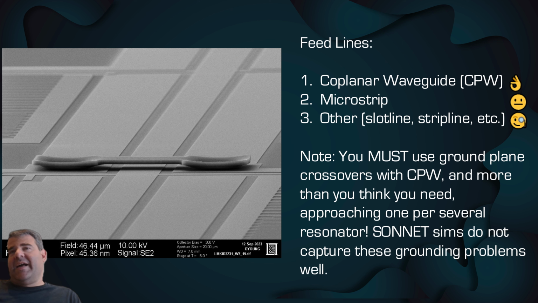Okay, the next thing is feed lines. These are the wires that get the signals into and out of the array. There are a couple of obvious options here. The first is coplanar waveguides. This is what most people use. You can think of it as a coaxial cable cut in half to some extent. It's the flat version of a coax, basically. It has a center strip that carries the signal and ground planes on either side.